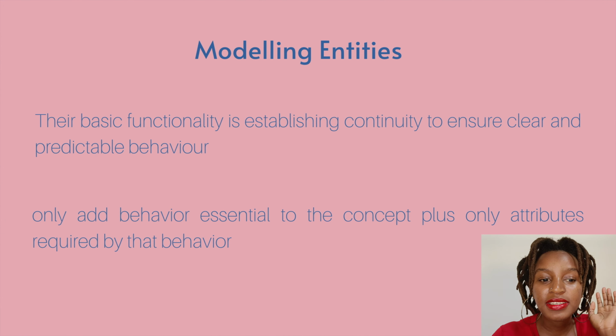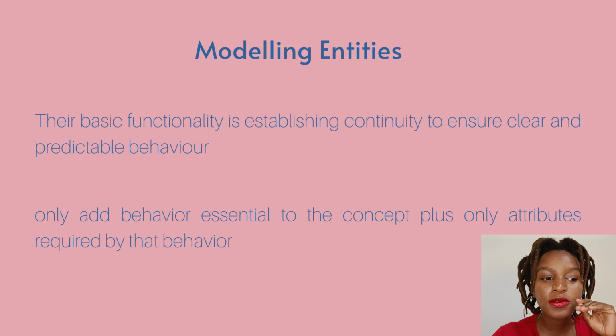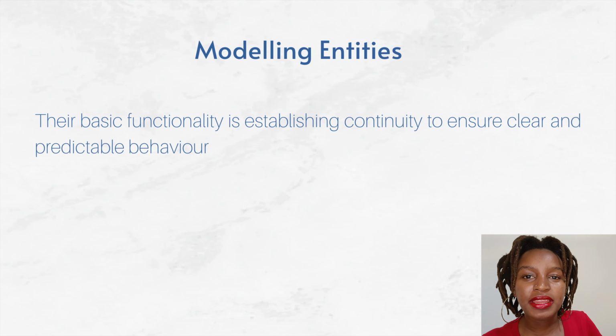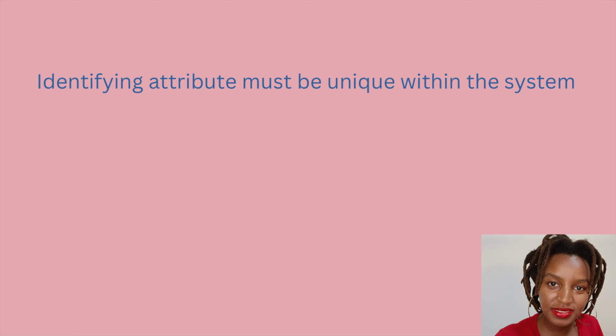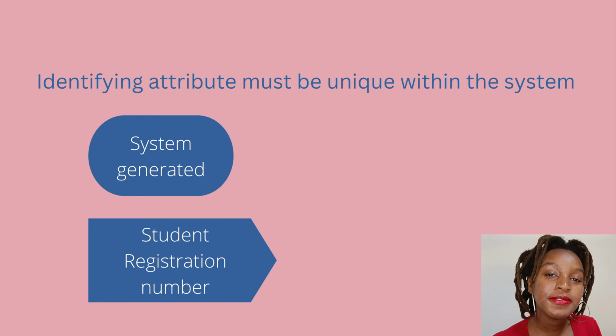Also, only add behavior essential to the concept plus only attributes required by that behavior. Identifying attribute must be unique within the system. We've seen that. We have two different types of identities we can use within our system.